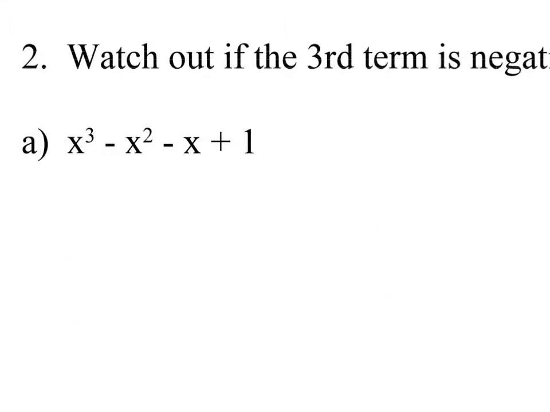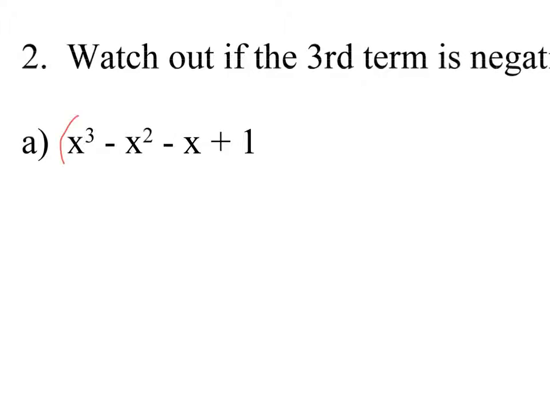Okay, watch out if the third term is negative. Sometimes weird things happen when our third term is negative. Well, that's not weird. I call it the little red light on the dashboard. There's a problem when you're driving. It's a little red light that comes on in the dashboard. Don't ignore it. Just fix it. And I'll show you what that means.